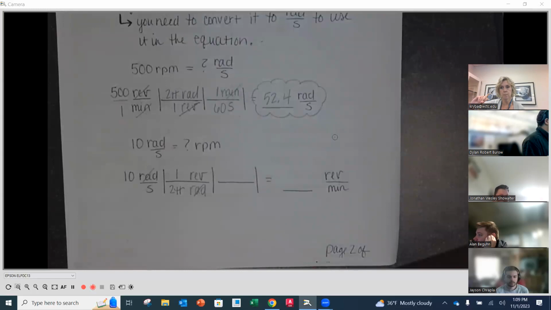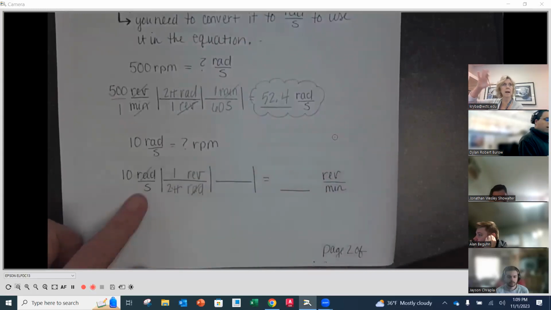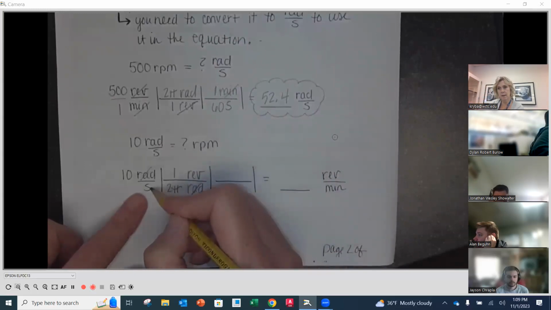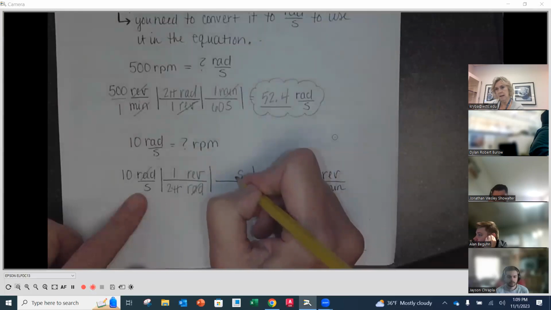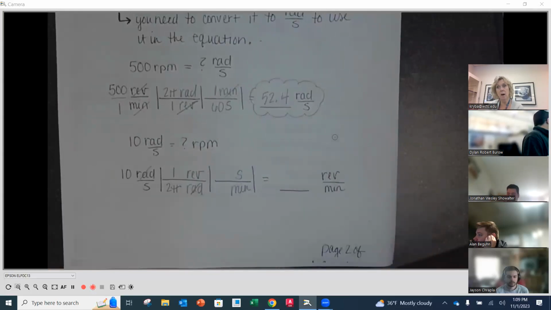When I look at my final units, I need to get this into revolutions per minute. So I've got the revolutions done. Now I need to get my seconds into minutes. This shouldn't be too hard, right? Seconds is on the bottom, and that's why we have to go top and bottom here. Don't do the slash. So seconds is on the bottom, which means my seconds is going to go on the top. And directly below it is going to be my minutes. And now I can just do my conversion.